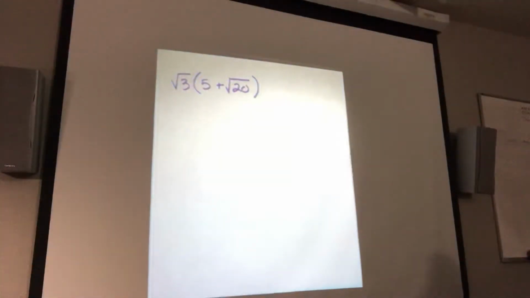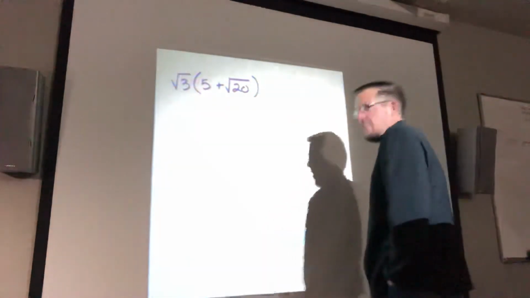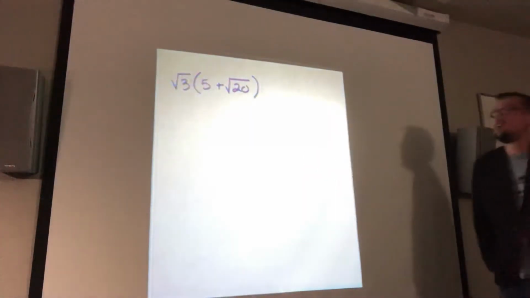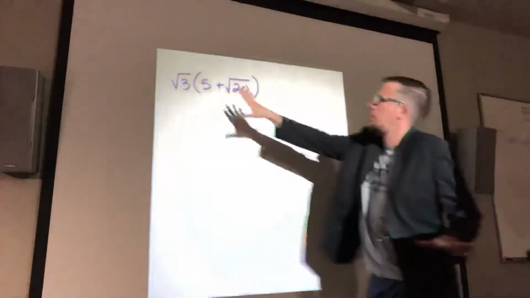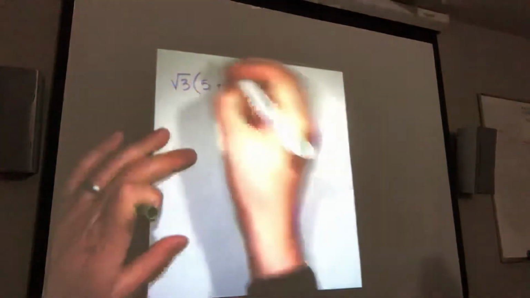So right off the bat, I've got a set of parentheses and a thing outside the parentheses. What does that make you want to do? Scream. Okay, what's the second thing that it makes you want to do? Distributive. Yeah, the distributive property is what we're going to do next. So the square root of 3 gets multiplied by the 5 and the square root of 20. So let's do that. That seems like a great idea.